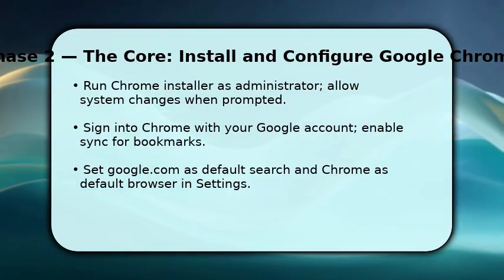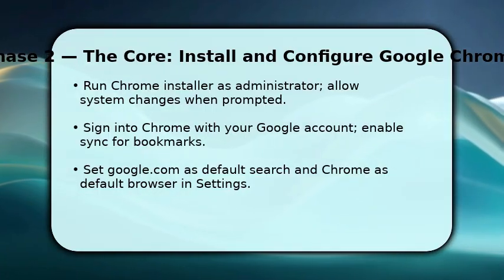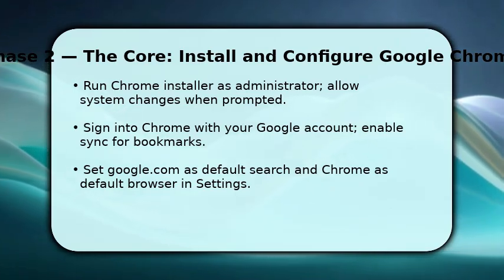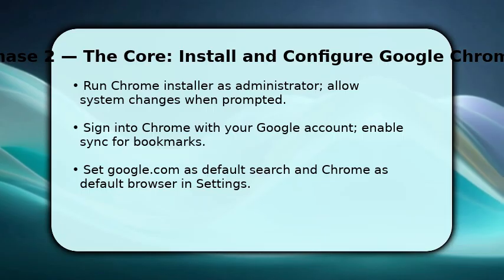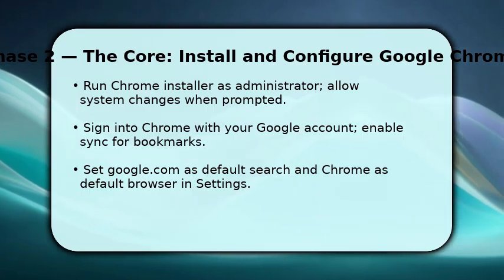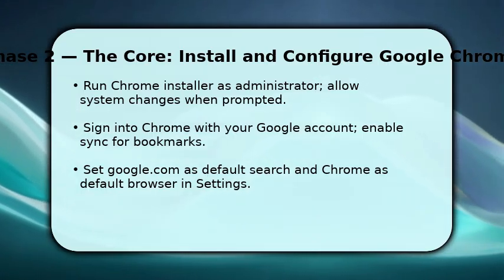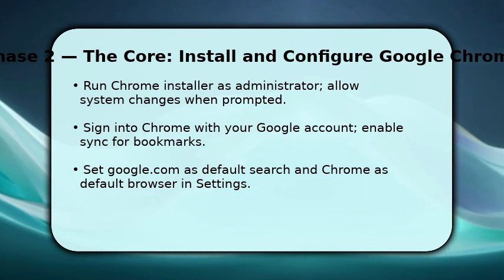Then go to Settings, choose Default Browser, and set Chrome as default. Next, set Google.com as your default search engine under Search Engine Settings. Make sure extensions are trusted before enabling. This prevents unwanted changes to your new default settings and keeps performance steady.